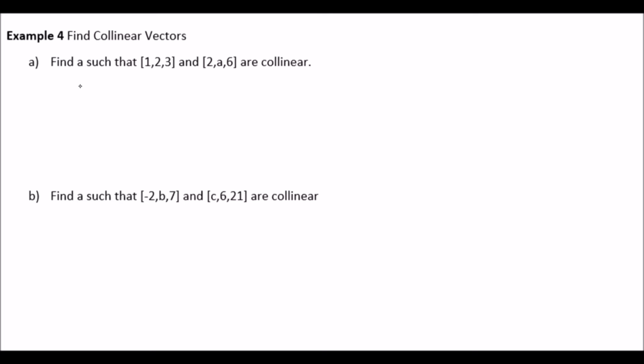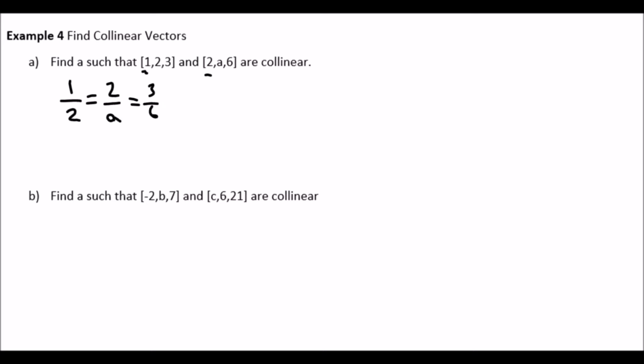So if they're collinear, that means the ratios of each coordinate are the same. So here I'm going to write them as the first coordinates together, so 1 over 2. I took this one and this one and wrote them as a ratio. Then I'm going to do the next one, 2 over A, and the next one is going to be 3 over 6.